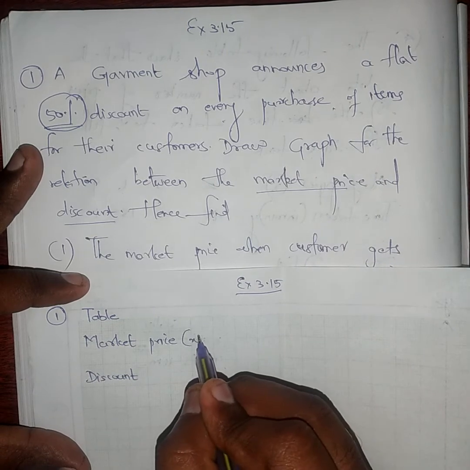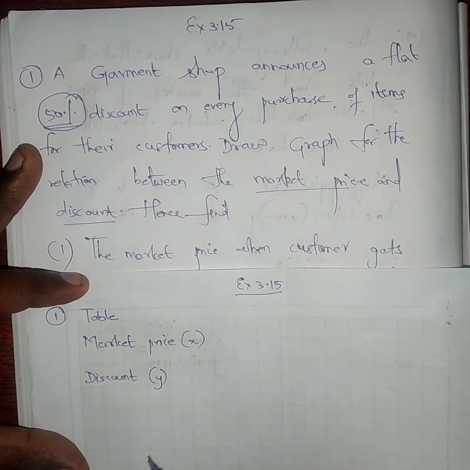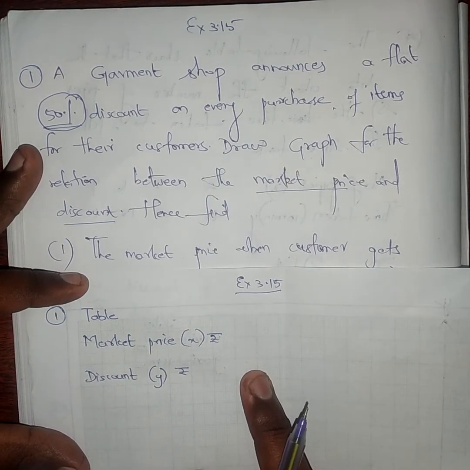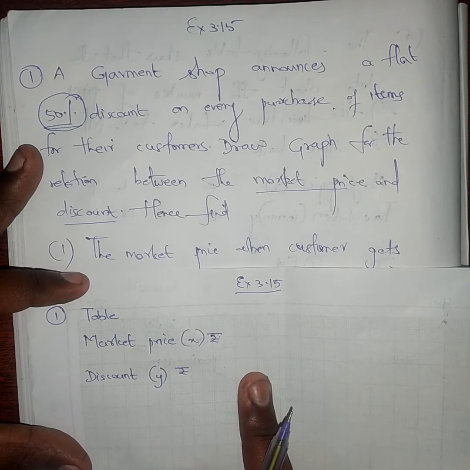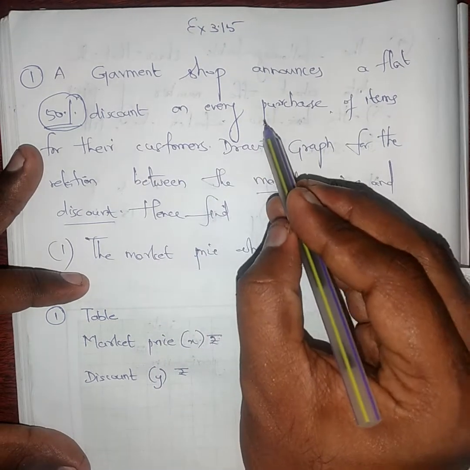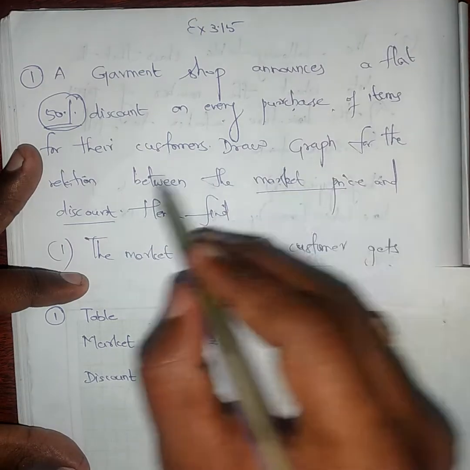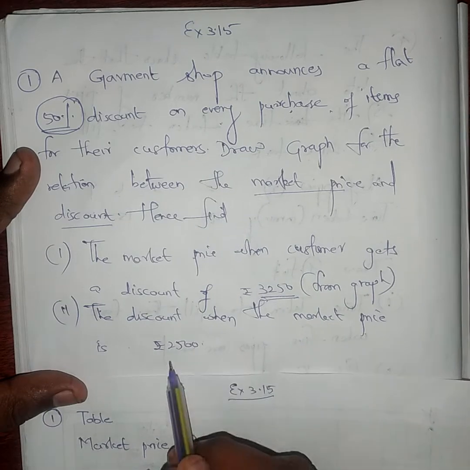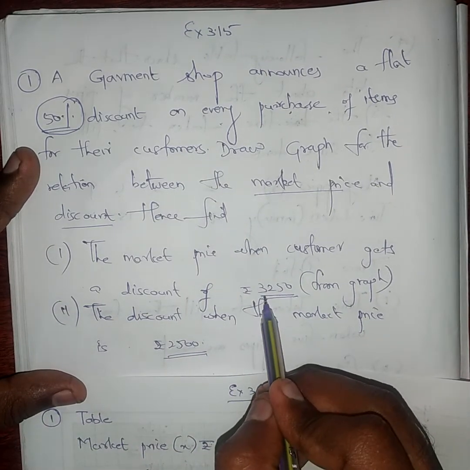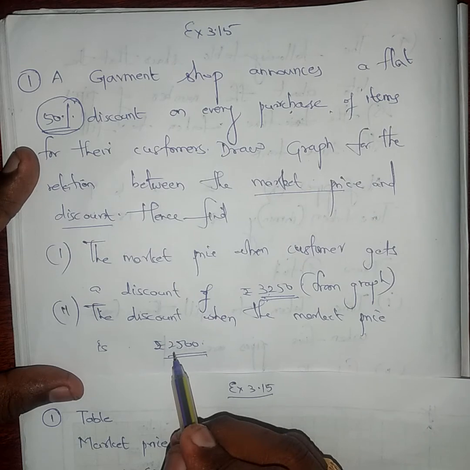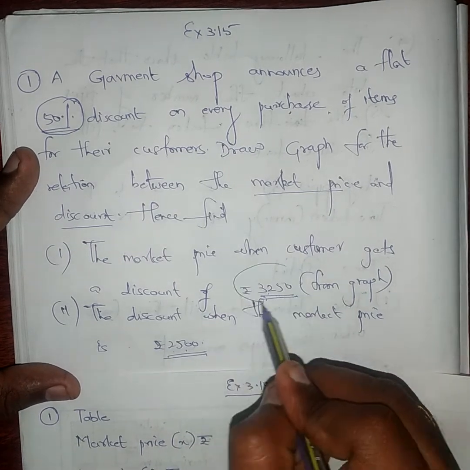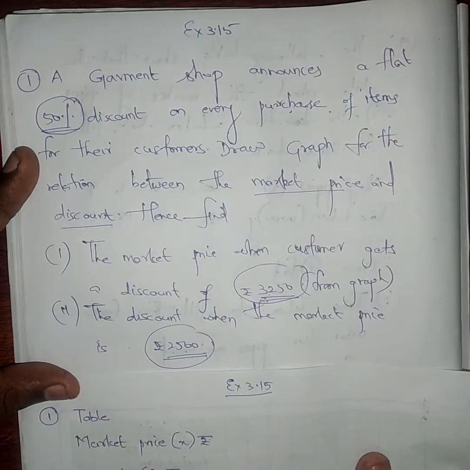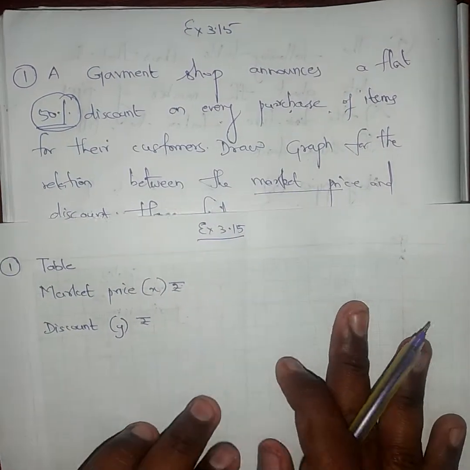Market price we are going to take on the x-axis and discount on the y-axis. Both units are rupees, because market price is in rupees and discount is also given in rupees. See the subdivisions on the axes: they are given in thousands, like 3,250 and 2,500. The table is not given, so we need to make the table ourselves.